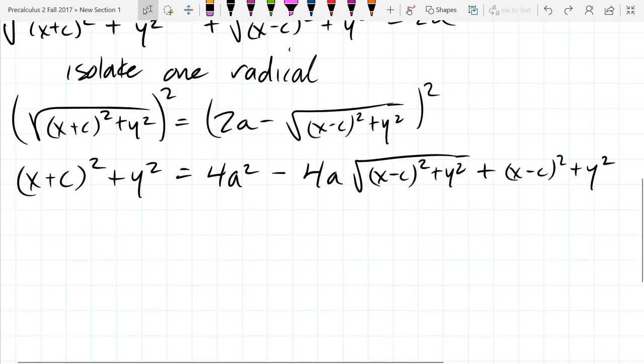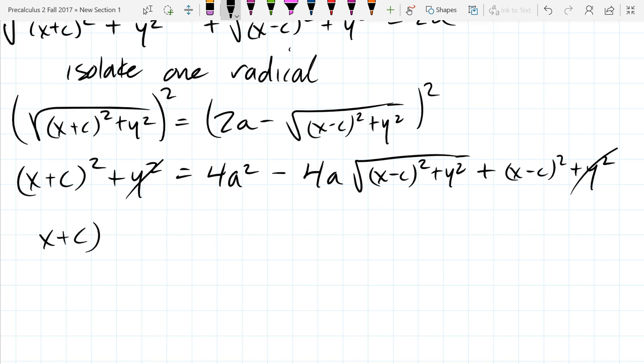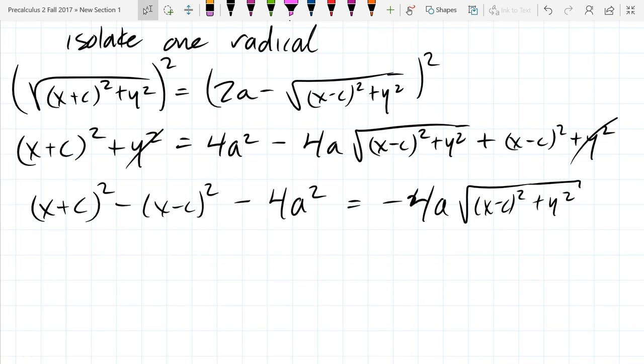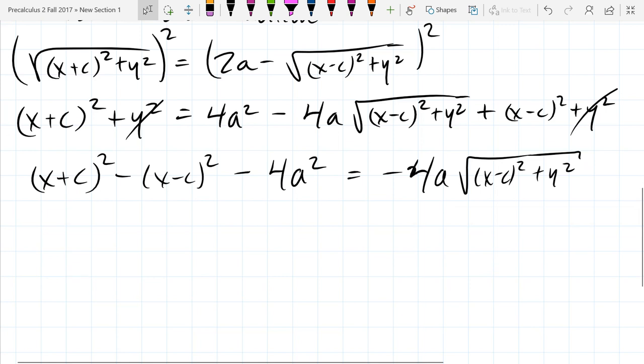All right, from here, we're going to reduce everything we can. There's a y squared on both sides, so that's going to cancel out. We're going to, again, isolate the square root. So I will subtract (x minus c) squared. Let's get everything else out of there. 4a squared equals negative 4a times the square root of (x minus c) squared plus y squared. I want to reduce the left side as much as I can before I square. If I square right now, there's three terms on the left side, and that's going to be a huge pain, to square trinomials. So let's reduce this as much as we can.